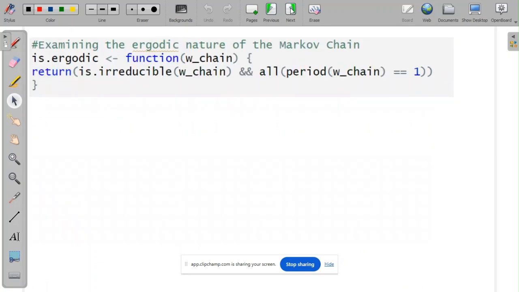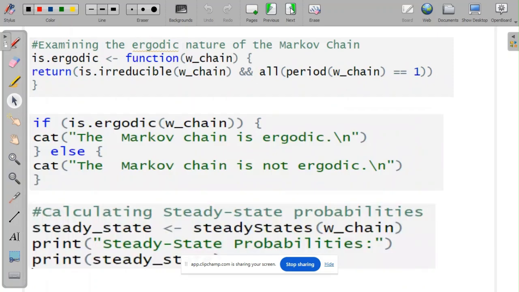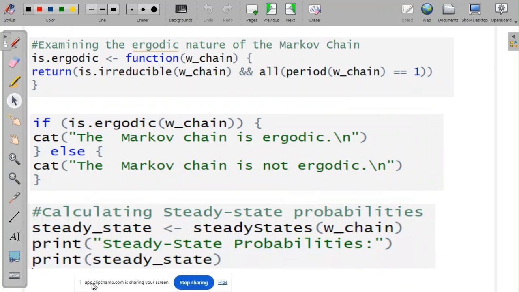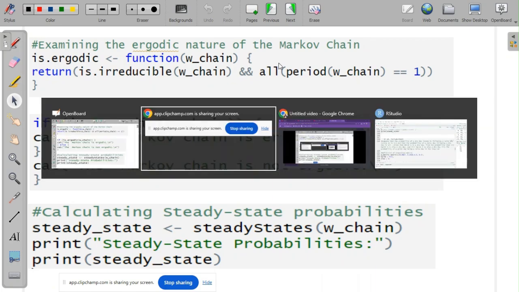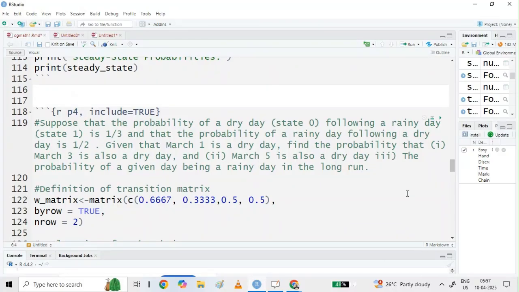And then we'll examine the ergodic nature of the Markov chain. And having confirmed that the Markov chain is ergodic, we'll execute the code to find the steady state probabilities of any given day being rainy or dry in the long run. Now, having discussed the code, let's find out how the code pans out in RStudio.